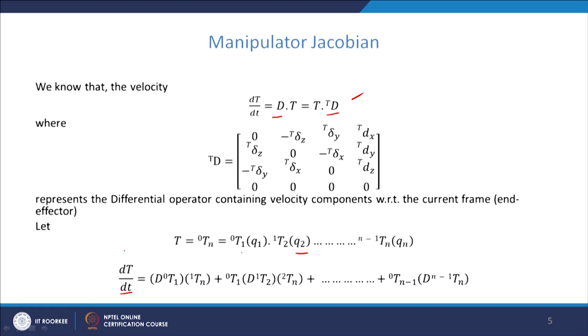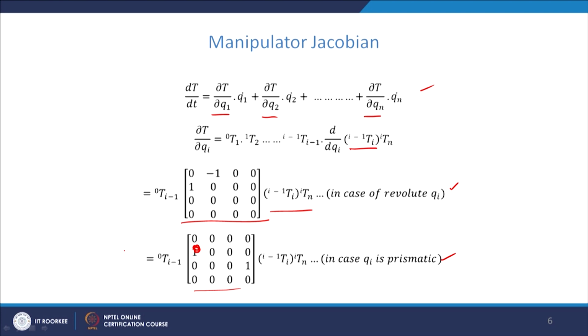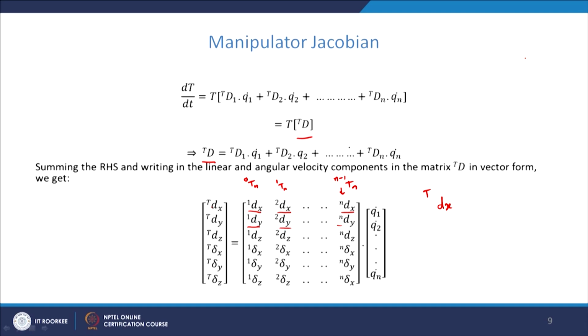So, directly differentiating the given matrix T may not be very useful in finding the manipulator Jacobian matrices. So, we will illustrate this particular procedure as described here in the next lecture by actually computing all these matrices 0 T 1, 1 T 2, etcetera, and then show how to write the manipulator Jacobian for a specific example. Okay, thank you.